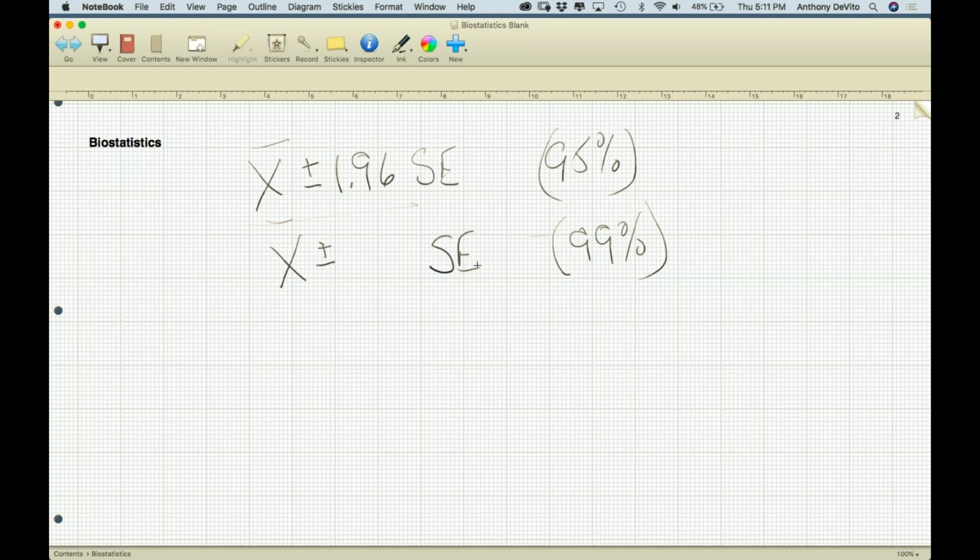Let's think about this for a second. If you want to be more confident that you have captured the mean within that range, do you want that range to be wider or narrower? If you make it wide, like for instance, if I told you to guess at my age, and you wanted to be more certain that you got my age, you wouldn't say 82 to 96, right? You'd say 75 to 115. The wider it is, the more confident you are. So we want this interval to be wider, right?